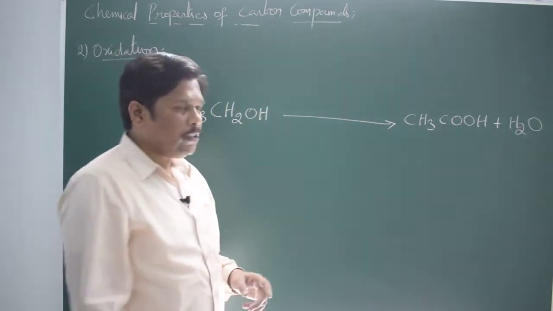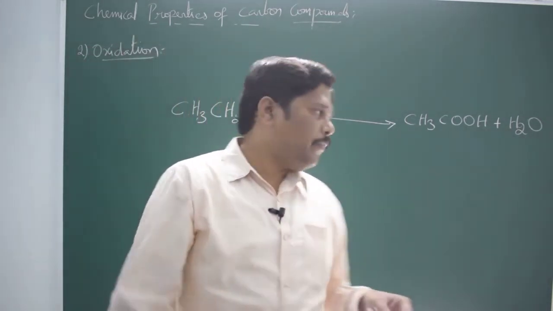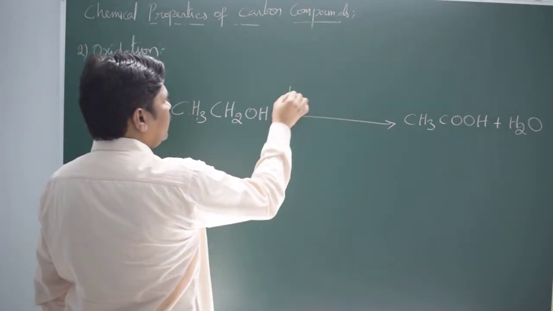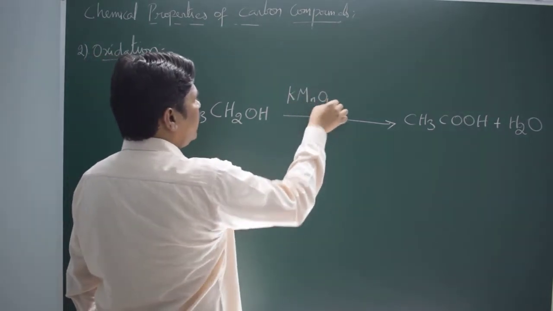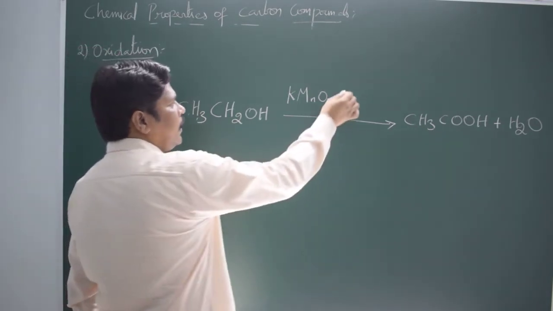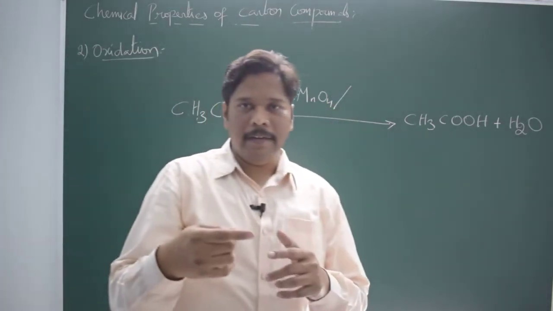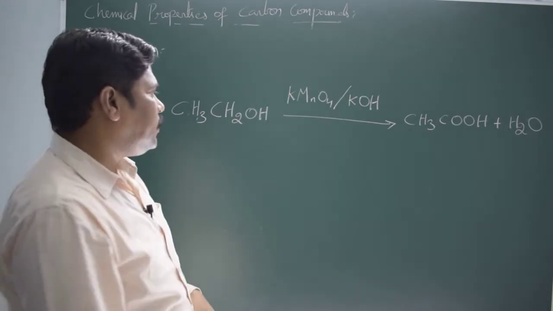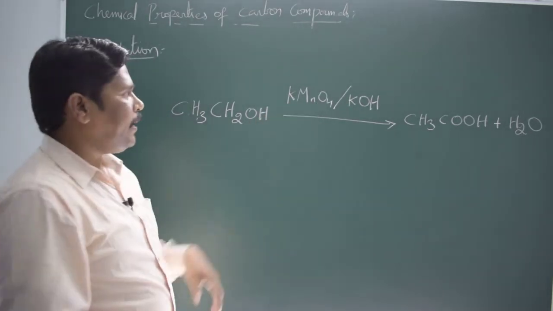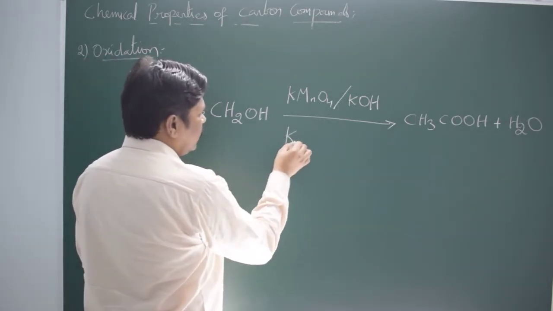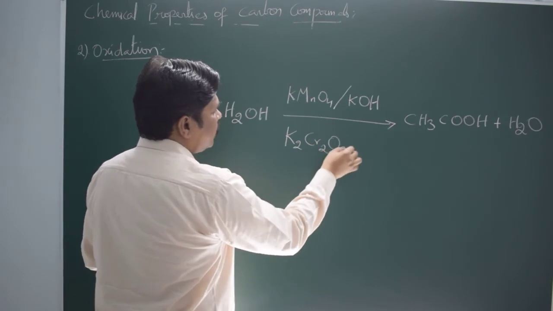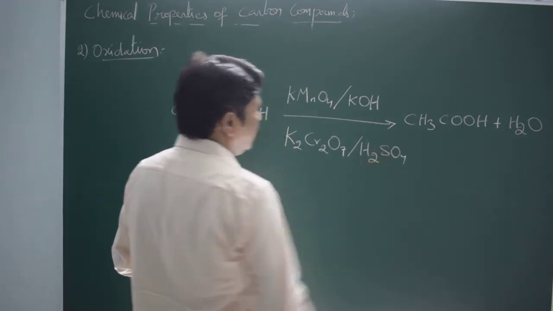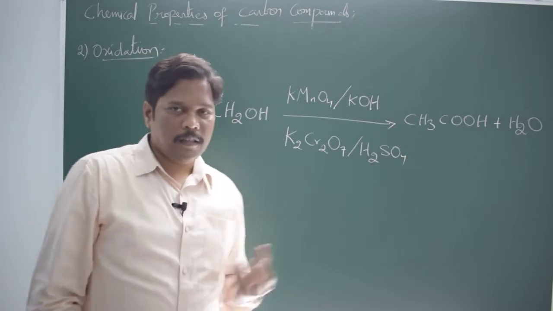Now remember the oxidizing agents, we have two oxidizing agents which are taken in two different mediums. One of the oxidizing agents is potassium permanganate, KMnO4, which is taken in an alkaline or basic medium, dissolved in a base, KOH. Or another oxidizing agent is potassium dichromate, K2Cr2O7. This is potassium dichromate which is acidified, I mean which is dissolved in dilute sulfuric acid.